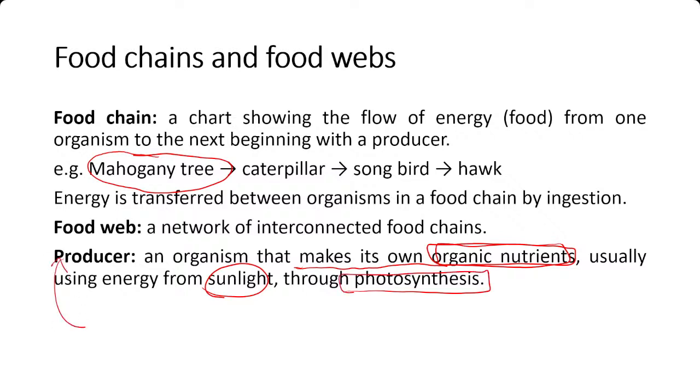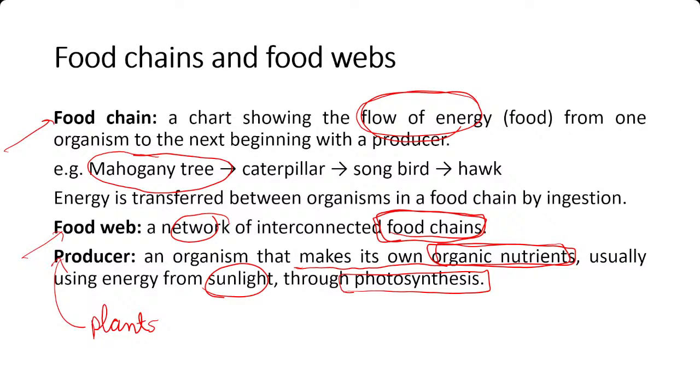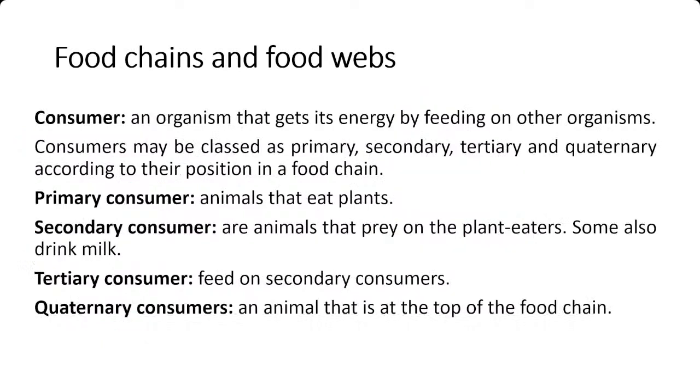So we know that producers are plants, because plants are the only ones that photosynthesize, use energy from sunlight, and make their own nutrients. A food web is a network of interconnected food chains, and we'll look at examples of them. A food chain is a chart showing the flow of energy from one organism to the next, always beginning with a producer. A consumer is an organism that gets its energy by feeding on other organisms. Consumers may be classified as primary, secondary, tertiary, and quaternary according to their positions in the food chain.